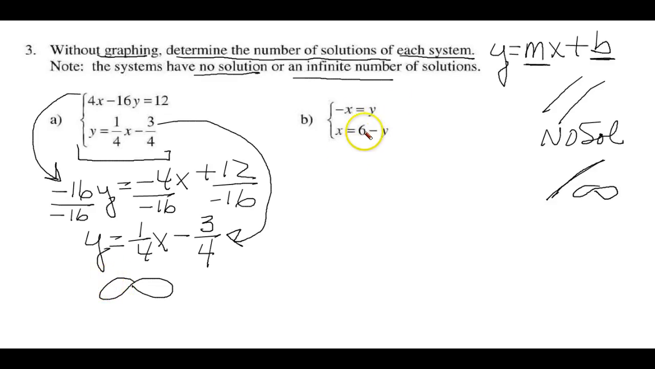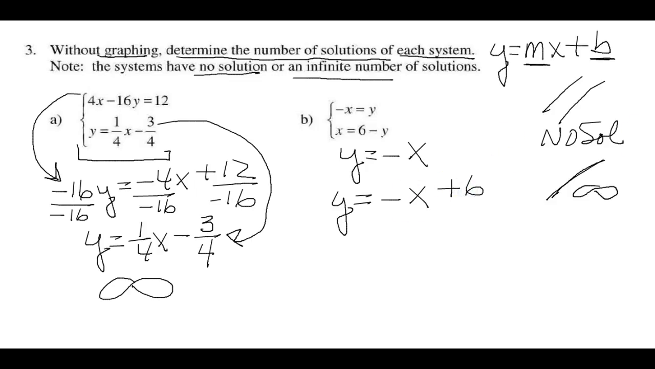Now let's solve for y here. This one is already in form. We're just going to switch it around. And this one, we're going to bring the y over to this side where it becomes a positive y. Y over to this side, positive y. X over to this side, negative x. And then plus 6.